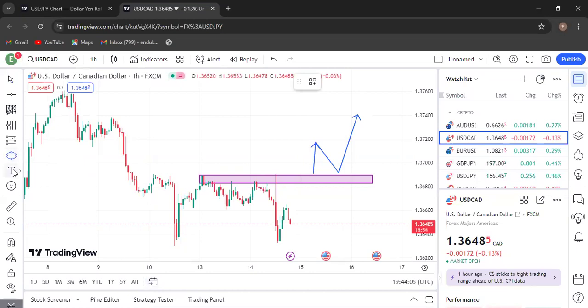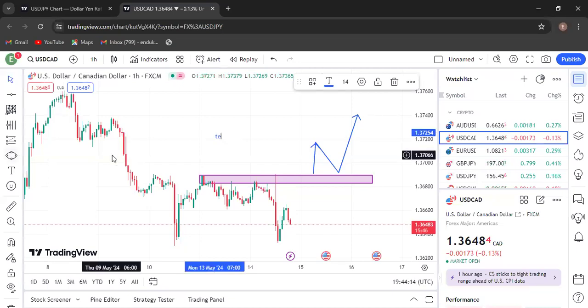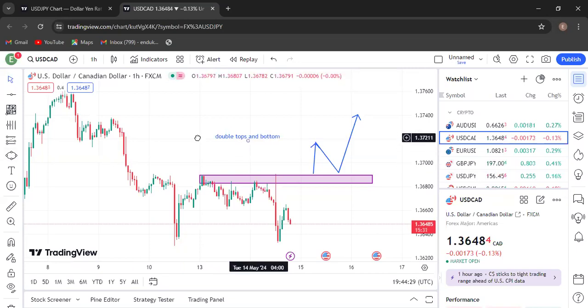There's not that thing I use here. Then if you want to write like this, T is for text. So this is what I used when I was writing about double tops and bottom. So this is just for text, just to write.